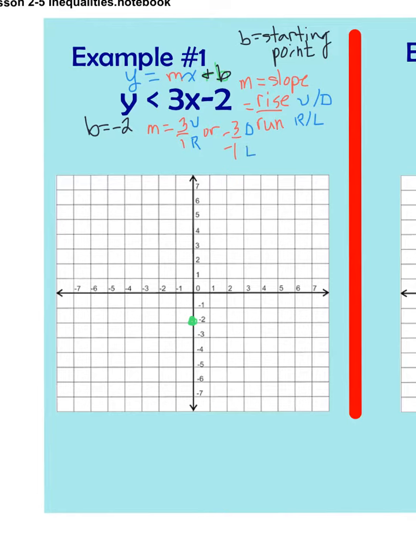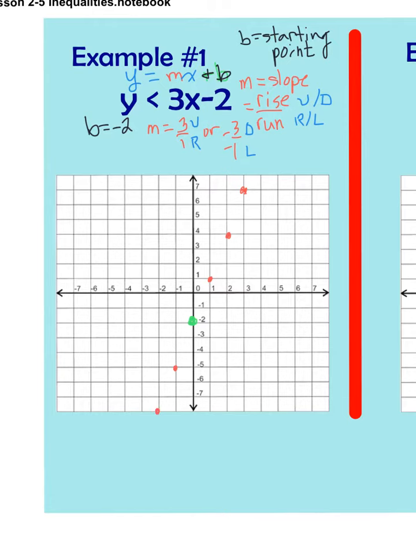So pick one at a time. So I'm going to start here, and I'm going to rise up 3 and run to the right 1. So I'm going to go up 1, 2, 3, and to the right 1, plot a point here. Then rise up 3 to the right 1. Now we're going to have to go in the opposite direction, and we're going to have to rise down 3 and run to the left 1. So from here, we're going to go down 1, 2, 3, and to the left 1, plot a point here. And down 1, 2, 3, and plot a point.